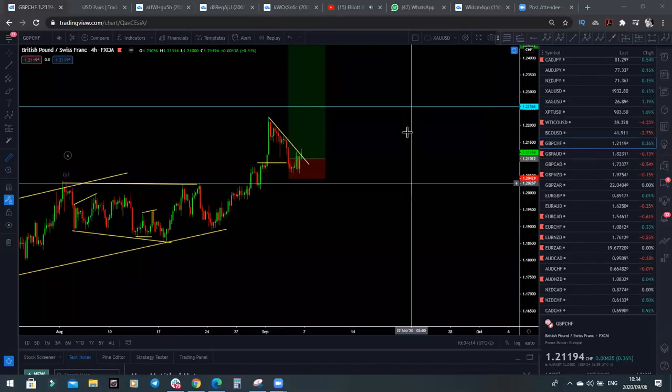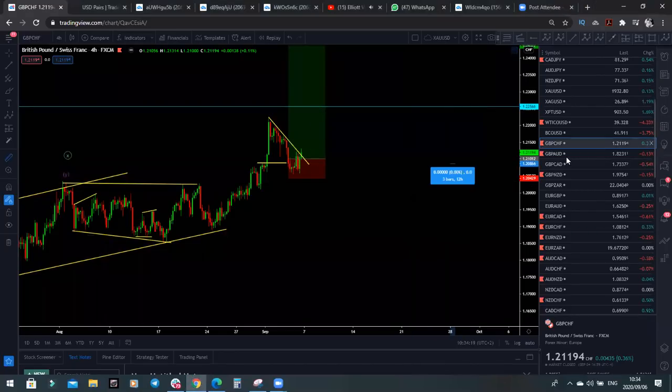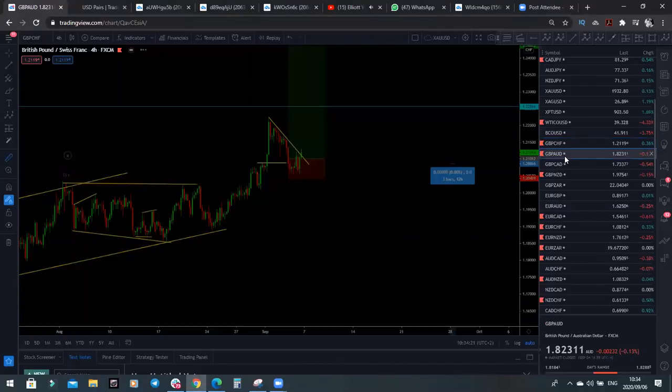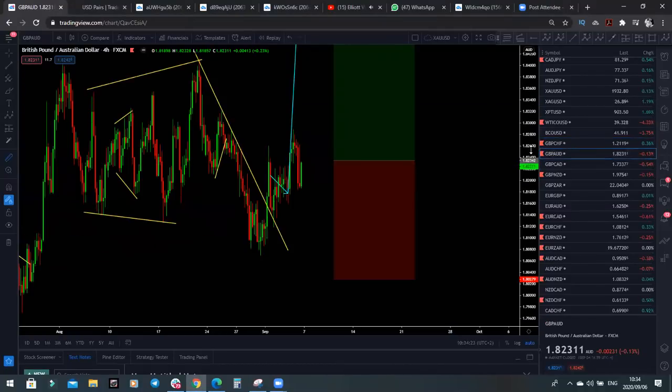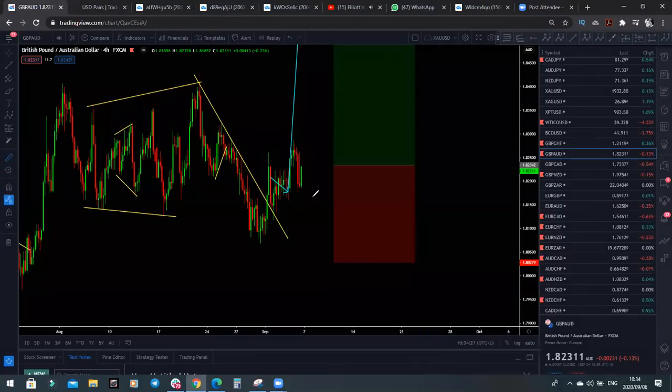That's what we're going to be looking at. We'll be looking for this one to continue higher if confirmed. Right, so that's pound chief. We also attempted a trade on pound AUD. Okay, so this is pound AUD. As you can see here, this was our entry here.